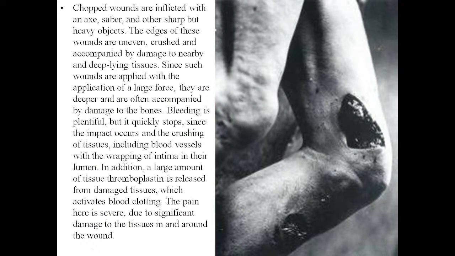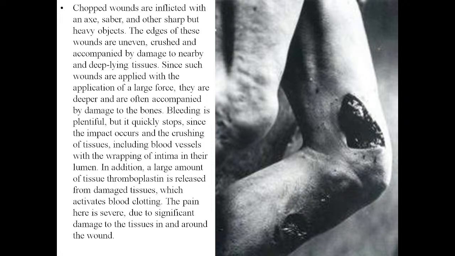Now we can see the chopped wounds. Chopped wounds are inflicted with an axe, saber, and other sharp but heavy objects. The edges of these wounds are uneven, crushed and accompanied by damage to nearby and deep lying tissue. Such wounds are applied with a large force. They are deeper and are often accompanied by damage to the bones.